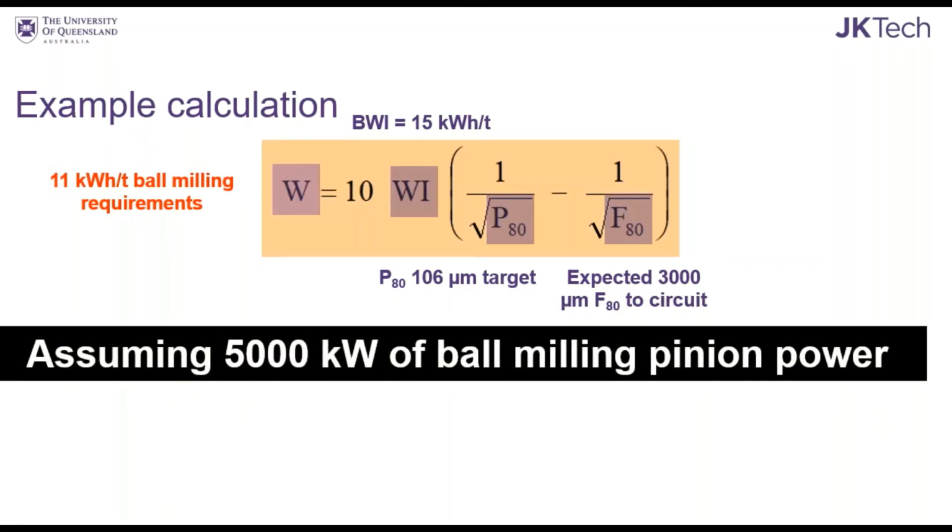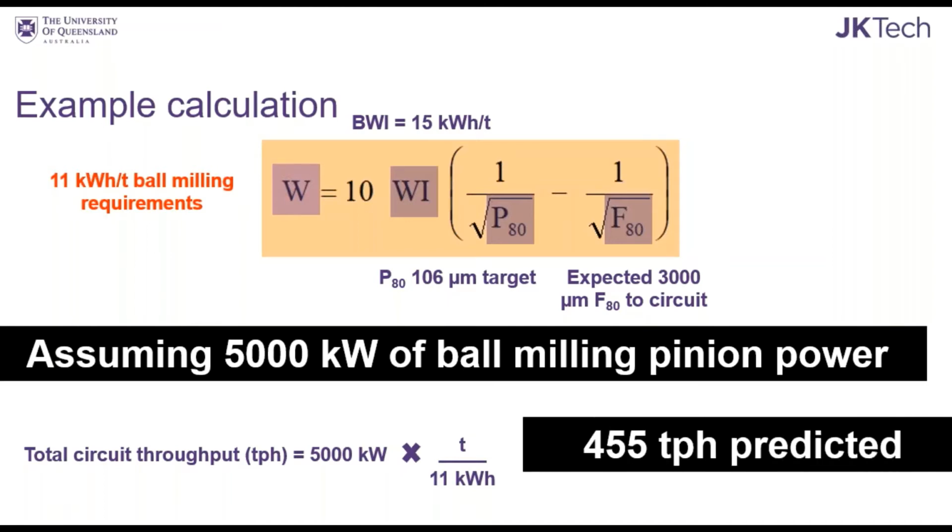But for those of you in operations, if you already have a ball mill, using this example, let's just say we've got 5,000 kilowatts of ball milling pinion power. We can calculate basically what the throughput would be for this particular ore. So just using this equation here, 5,000 kilowatts times the inverse of 11 kilowatt hours per ton, which equals 455 tons per hour. So basically your ball mill will only be able to treat 455 tons per hour of this ore.